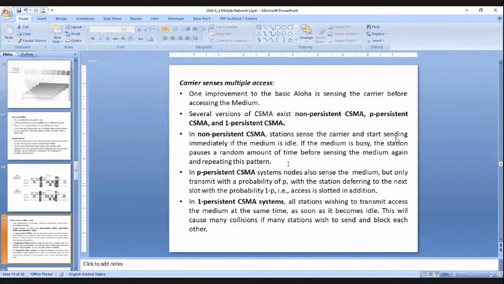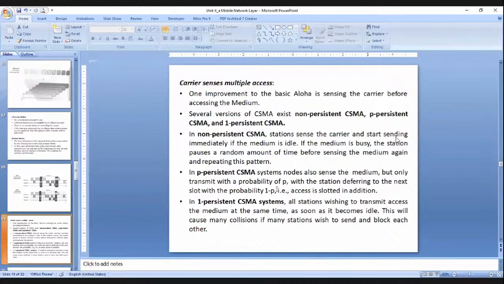When it is free, then it is ready to send. Coming to P-persistent, to the above information you just add some probability of transmission, that I can transmit the data with a probability of P. During the next deferment, that is, when again you have a chance to resend, then you need to send the data with 1 minus P probability.